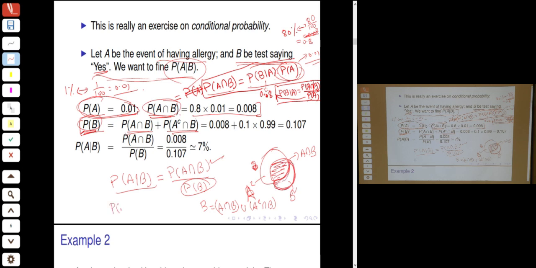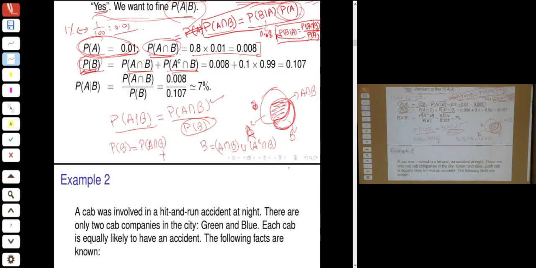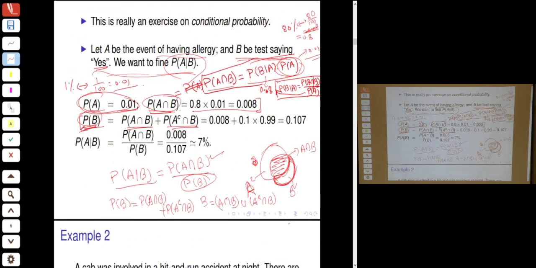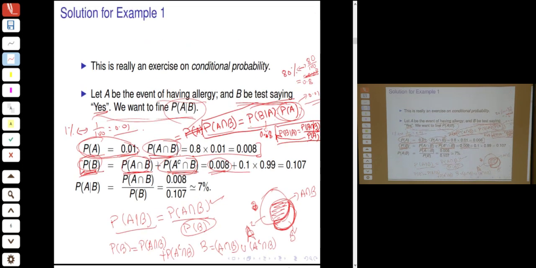So, the probability of B is nothing but the area of the shaded region, which is probability of A intersection B, plus the area of this unshaded part of B, which is A complement intersected with B. So, probability of B is the probability of A intersection B plus probability of A complement intersection B. So, A intersection B we have already calculated as 0.008. So, let us now calculate probability A complement intersection B. What is the probability of A complement intersection B?